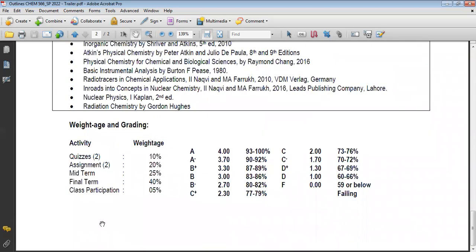So this is the weightage as I have explained before. The quizzes are 10% weightage. Assignments will be 20% weightage. Your midterm will be 25%. Final term would be 40%. And your class participation will be 5%. The total is 100%. The grading is given here as per the rules and regulations of the university. This is all about the course description.